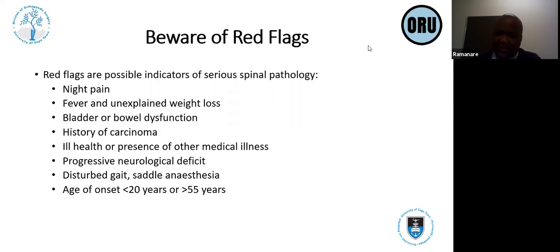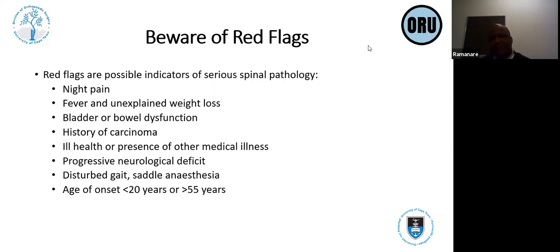Progressive neurological deficit is something that I'll talk about later, but that's showing you that there's something compressing the nerve, so you need to act quicker. So remember, the red flags are there for you to, when you see a patient in the clinic, decide: is this something that I need to act on urgently? Is this something that can wait while I'm investigating? Or is this something that I can send to the day hospital as mechanical back pain?